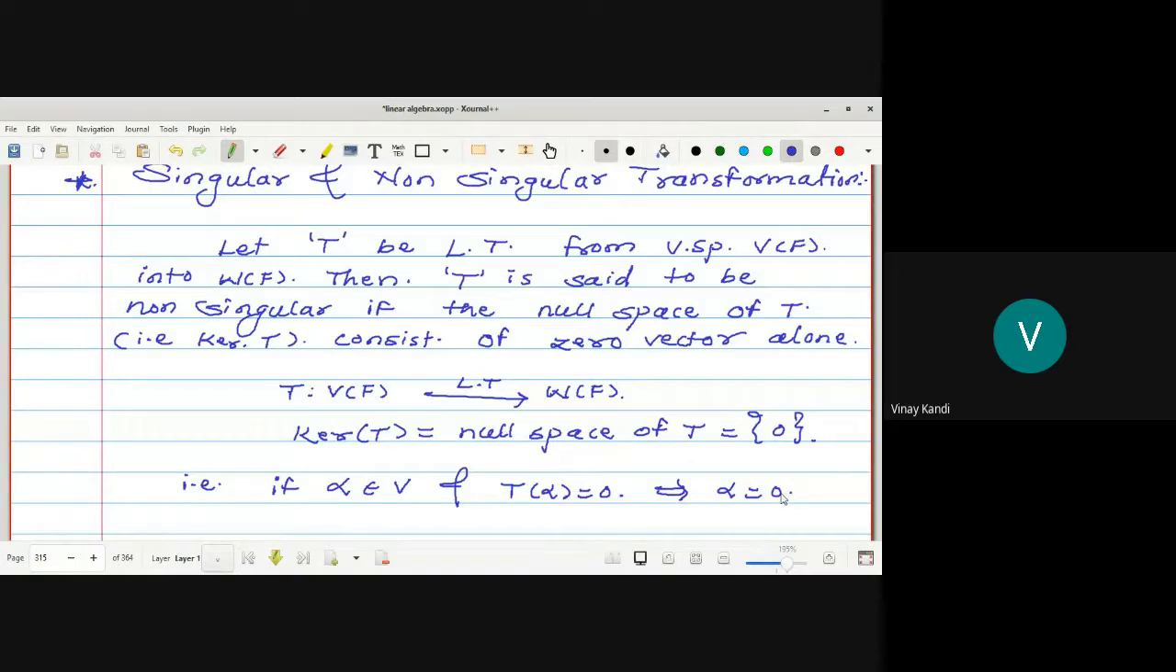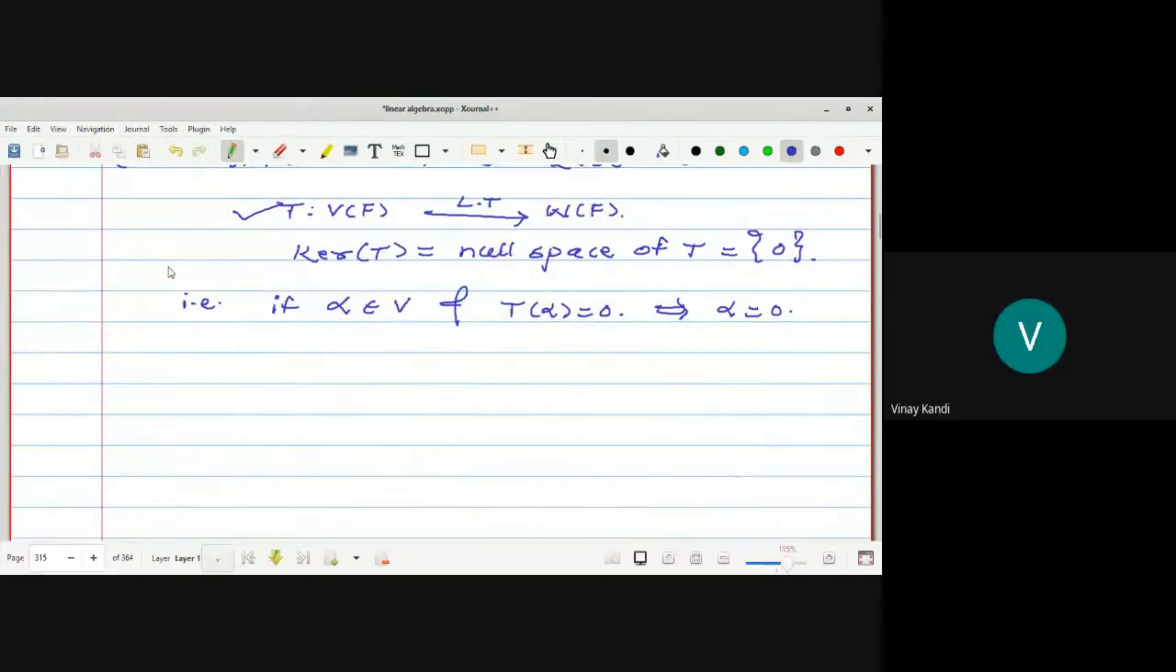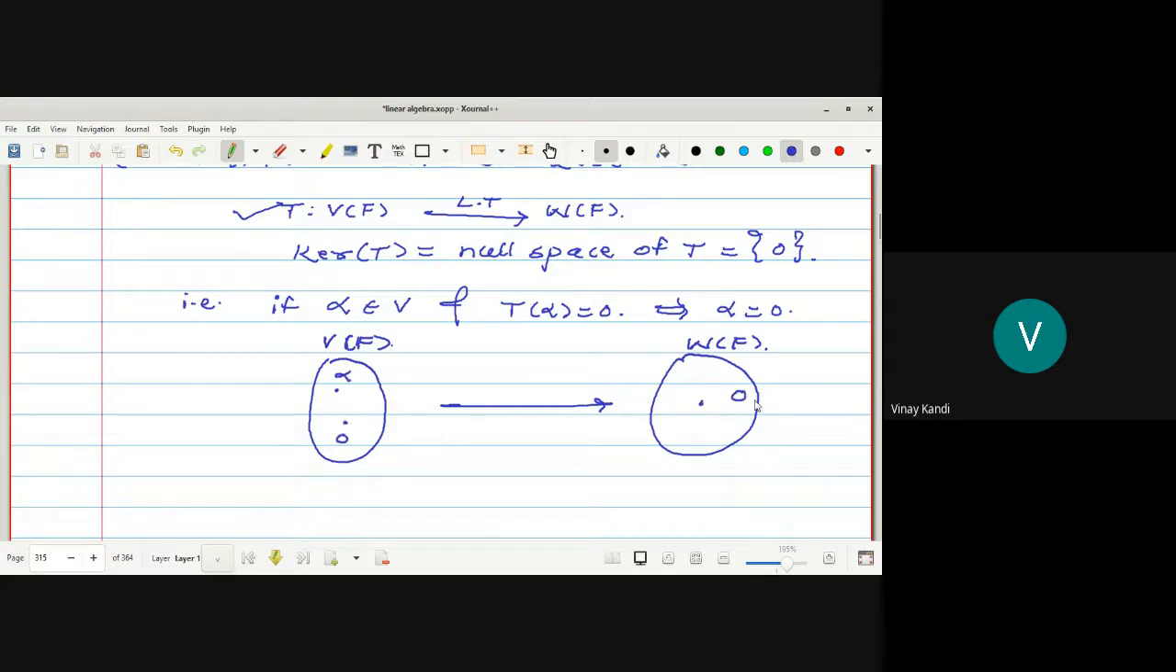Okay. Is it right? Then that T is called a non-singular transformation. Okay. Any doubt? This one is V over F. Okay. This one is W over F. Okay. Suppose this is alpha. आज T of 0 to 0 ला मॅप होतोय, पण हा जर इथला ट्रान्सफर होत असेल, T of alpha is equal to 0, then this alpha must be equal to 0. Okay, that is the kernel of T, that is null space of T contains only zero vector. Then this implies T is non-singular. That means T is 1-1.